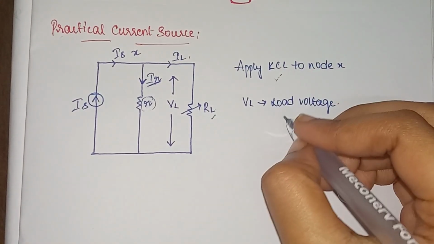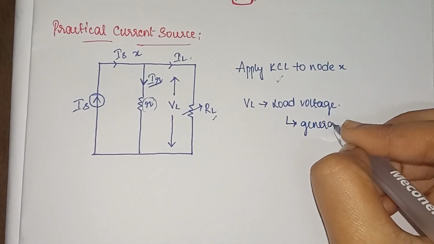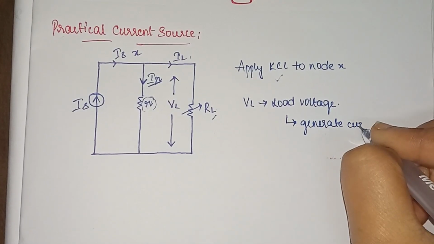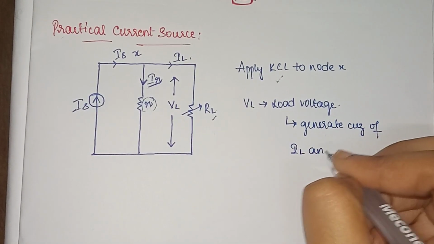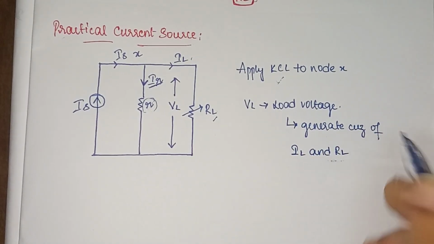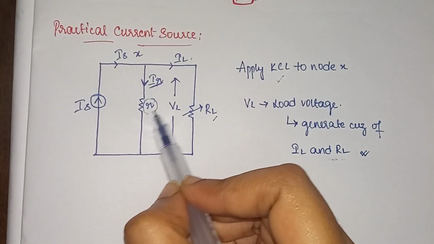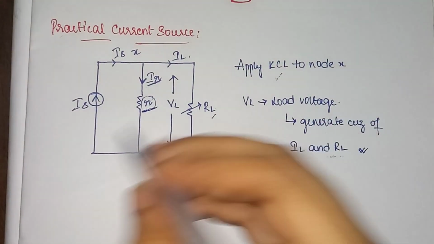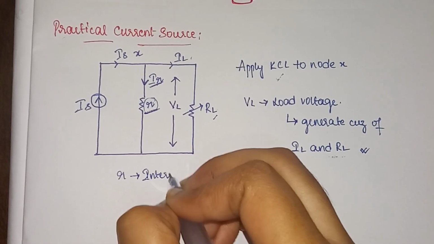So this load voltage is generated because of IL and RL. This is the case we have. Okay, this case is completed. Now let's keep this aside. Now let's discuss this R part. This R is called the internal resistance.